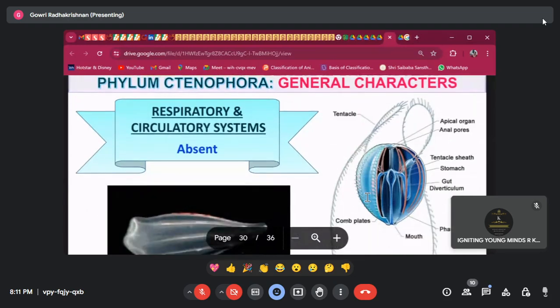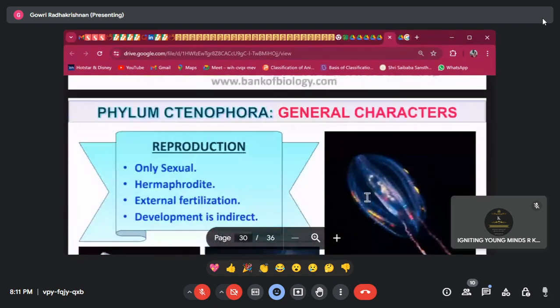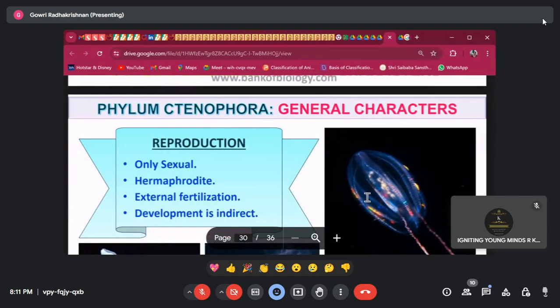Respiratory system and circulatory system are absent. And then reproduction, only sexual, hermaphrodite, because both male and female sex organs are in the same organism. External fertilization, development is indirect. Because that means what? It goes through larval stage.